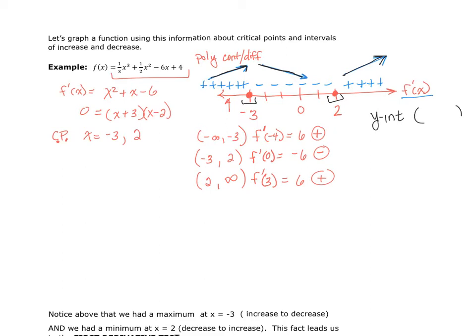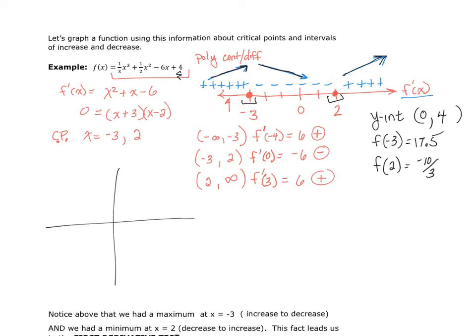The y-intercept in this case, if we let x equal 0, is 4. And let's find the function value at -3 and the function value at 2. So it turns out the function value at -3 is 17.5, and at 2 it's -10/3. So we're ready to sketch.